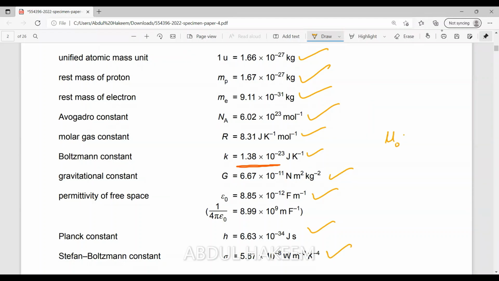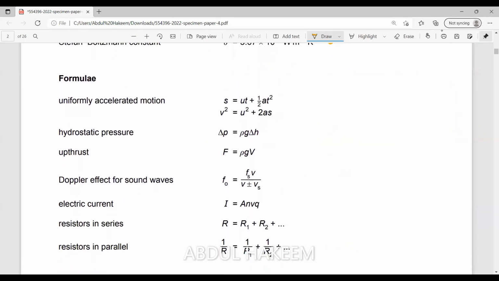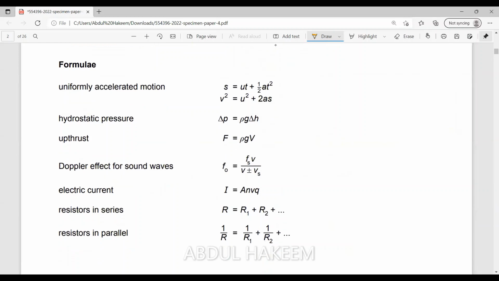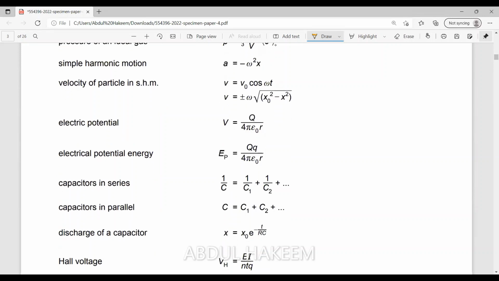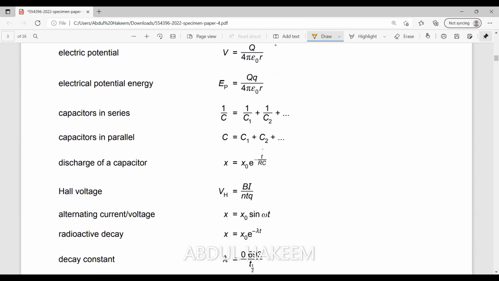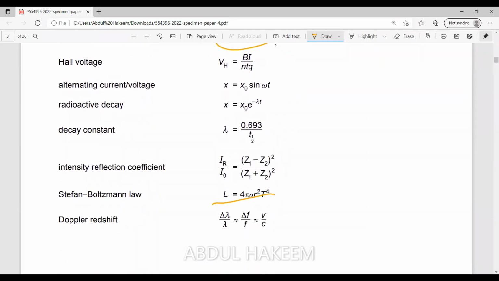Permeability of free space is not mentioned here. So you have to remember 4 pi into 10 power minus 7. Now, from 22 onward, it will not be part of this list. And then this is the AS based formula, and then A2 formulas. Only these formulas will be covered. This is new for you. This one and this one.